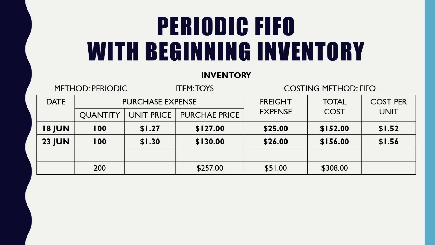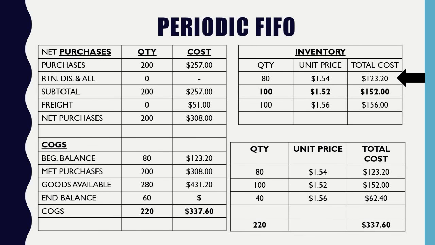So now we are introduced with two more batches. We have a batch here for $1.52, and we have another batch here for $1.56. Okay, once again, you're going to just total up your net purchases. So right here, I purchased another 200 items in total, costing me $257 plus a freight costing me another $51 to give me a grand total of $308. Okay, so once again, now I'm going to plug those numbers into my worksheet.